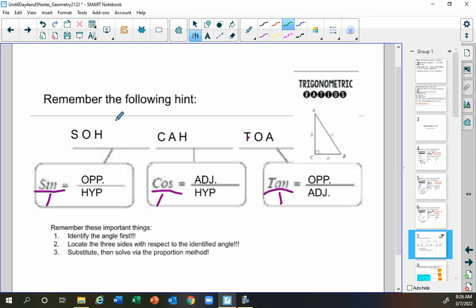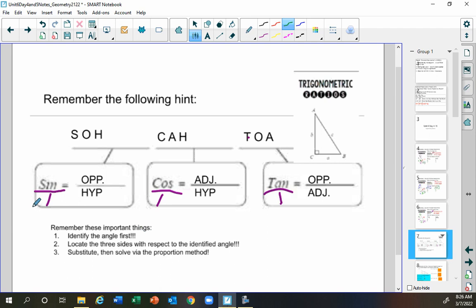All right, so basically our trig ratios. Sine, again, identify your angle first. It's your opposite over hypotenuse. Cosine, adjacent over hypotenuse. Again, identify your angle first. Tangent, opposite over adjacent.